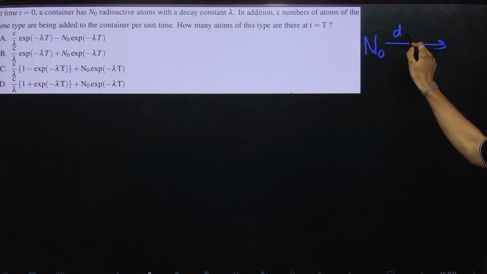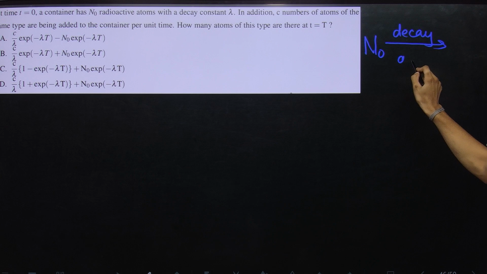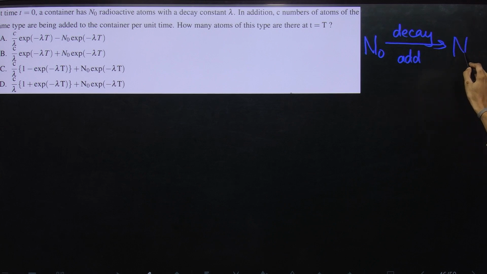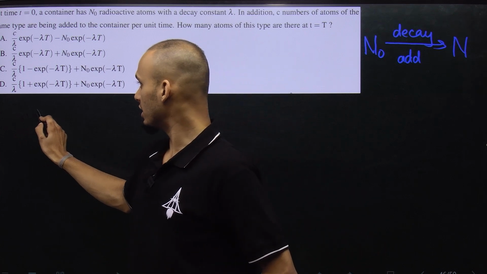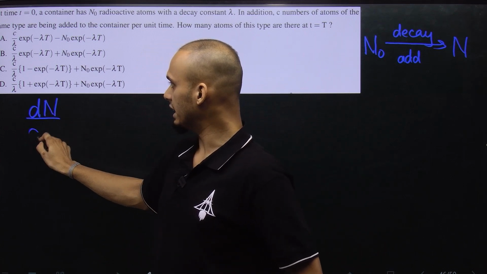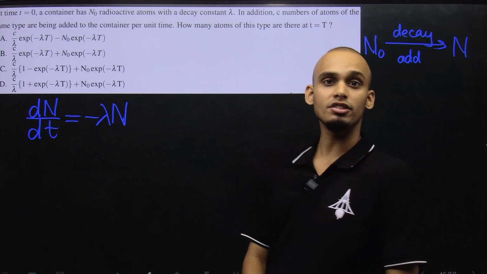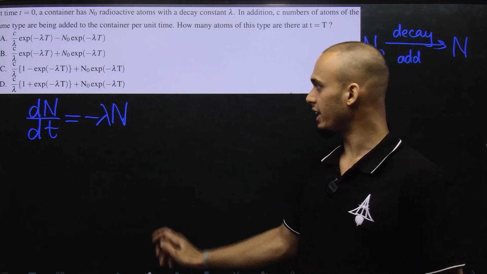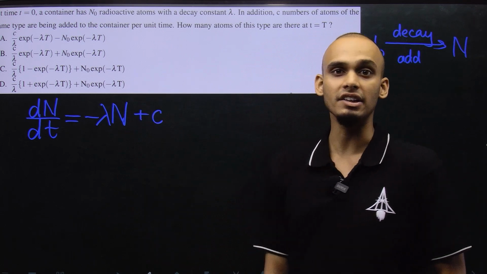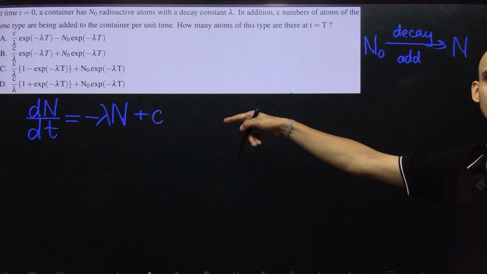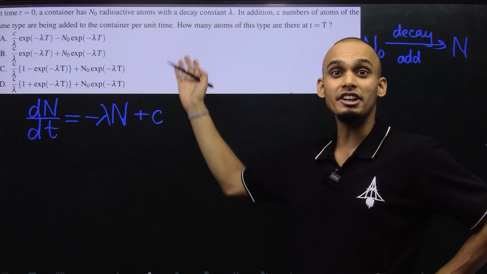There is some decay happening and there is some addition of nuclei, and at some time we need how many nuclei will be present in the sample. Now, if you just know the law of radioactivity, that is dN by dt, the rate of decay, will be equal to minus lambda into N. Now, since we are adding impurities per second at a constant rate, there will be plus C also. Again, if you just know the law of decay, you will be able to modify the law given whatever system is described in the problem.